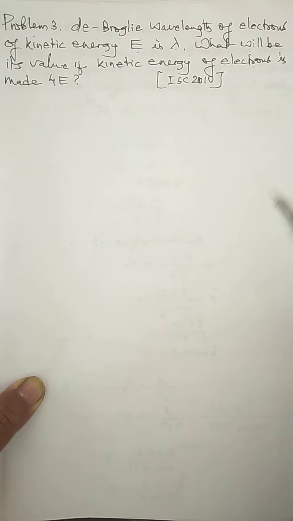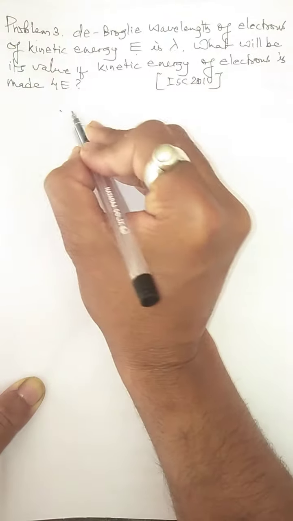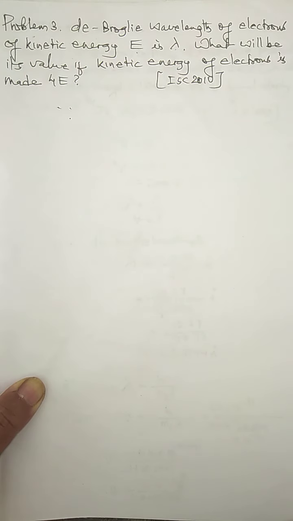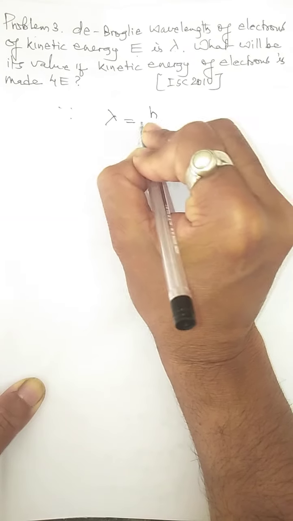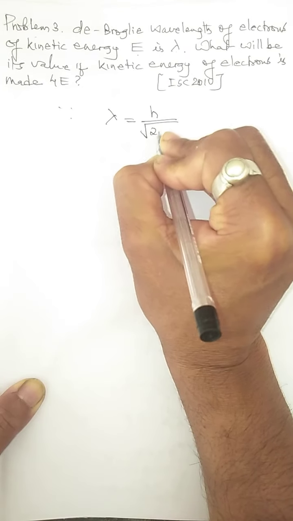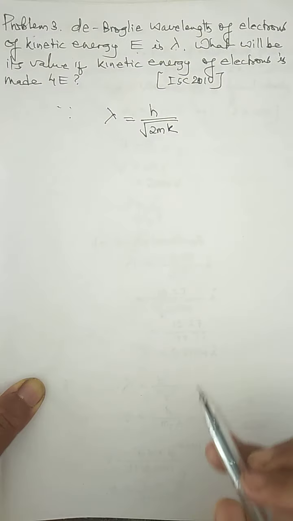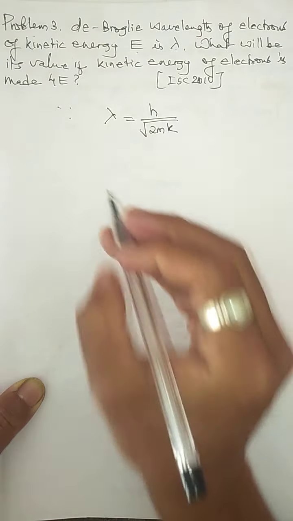Children, you know that the de Broglie wavelength depends upon the kinetic energy. There is a relation by which the de Broglie wavelength can be expressed in terms of kinetic energy, and the formula is lambda equals h by square root of 2mK. So you have learned it this way: lambda equals h by square root of 2mK.